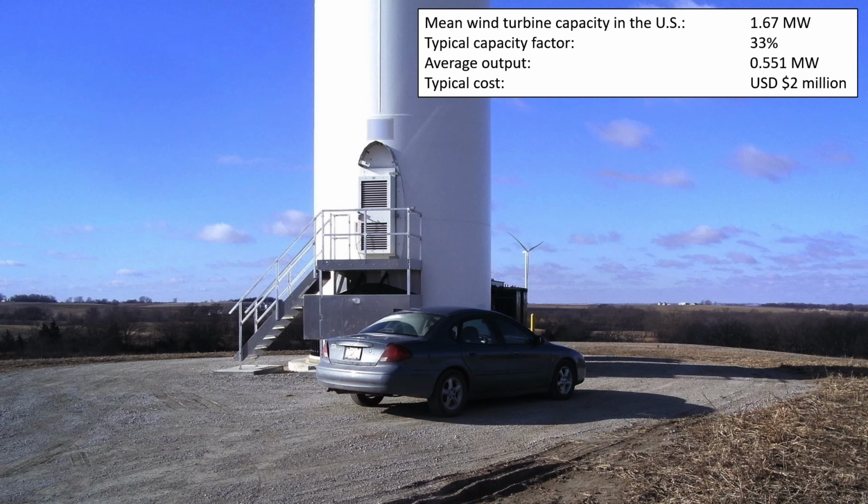The typical capacity factor of a wind turbine in the US is about 33%. That means that the turbine's not on all the time, so you're not always going to get the maximum power available from your turbine. Average output is about a half a megawatt, and the typical cost of one of these wind turbines is about $2 million.